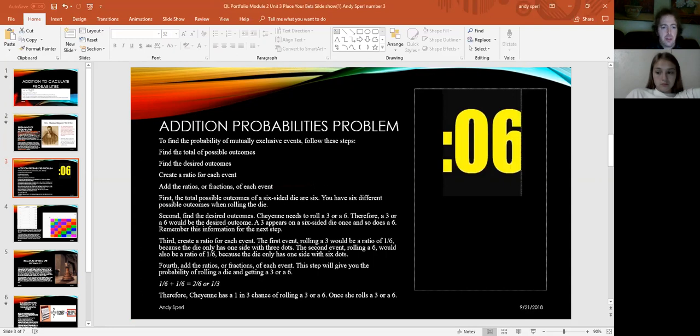Now, third, what you're going to do is create a ratio for each event. The first event, rolling a 3, would be a ratio of 1/6, because the die only has one side with 3 dots. The second event, rolling a 6, would also be a ratio of 1/6, because the die only has one side with 6 dots.